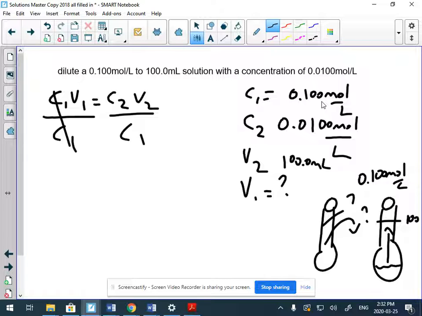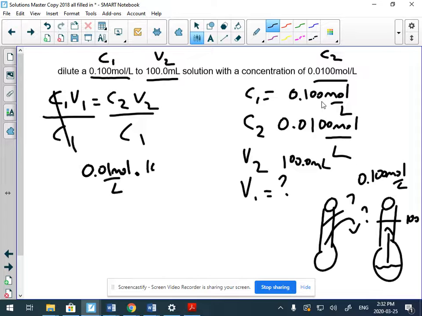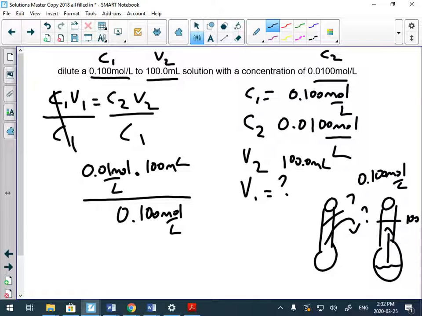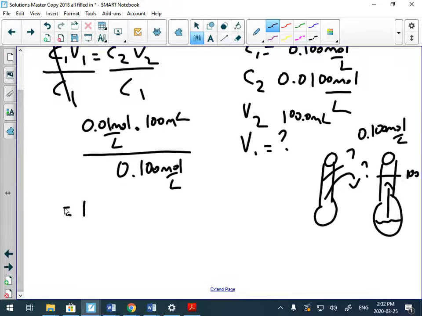When I read this problem, it gives me the C1, and it gives me the concentration that we're diluting it to. So C2 is 0.01 moles per liter. The volume of the second system is 100 milliliters. The concentration of the first system is 0.1 moles per liter. So when I multiply that all out, I should get exactly 10 milliliters.